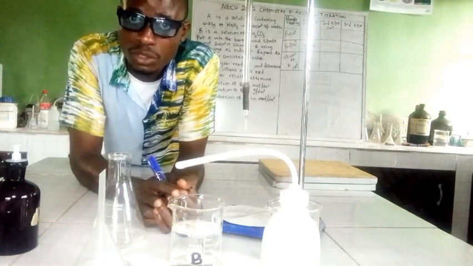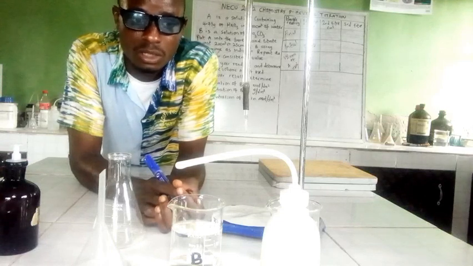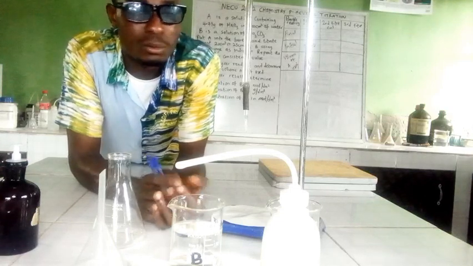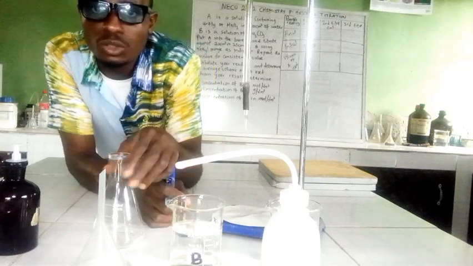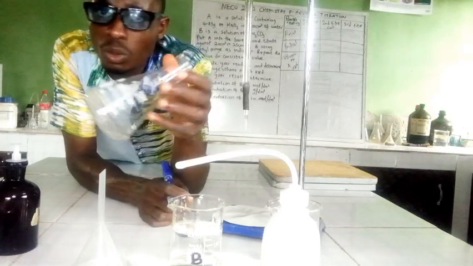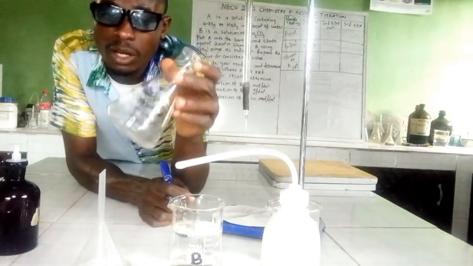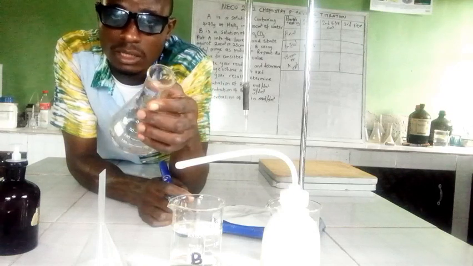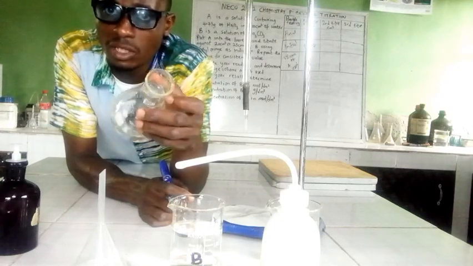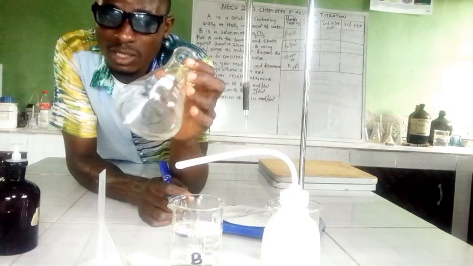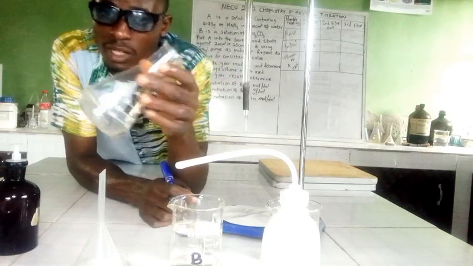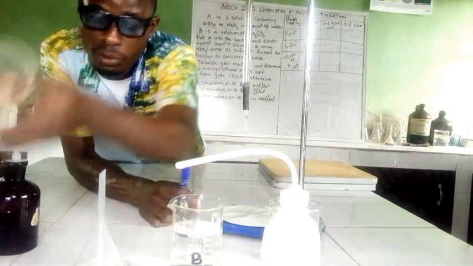Now let's talk about the procedures you need to follow, I mean, the precautions to obtain an accurate result. You need to rinse the conical flask with water, in order not to contain more than the solution is meant to contain. If I rinse it with the content that is supposed to be there, definitely I have increased the volume automatically.